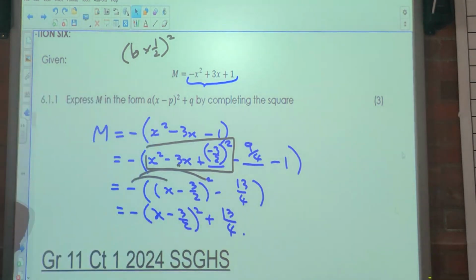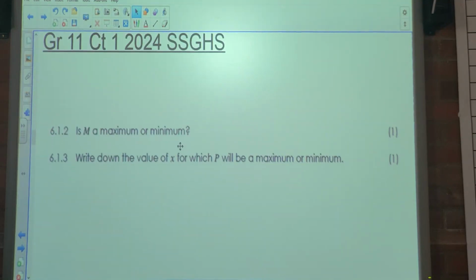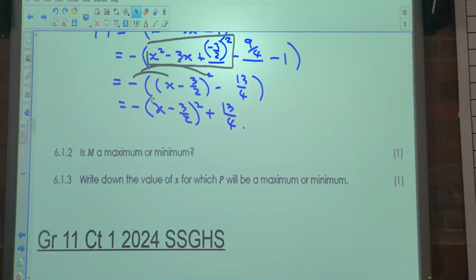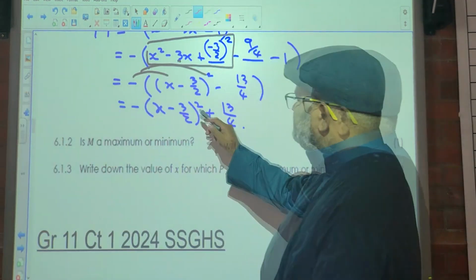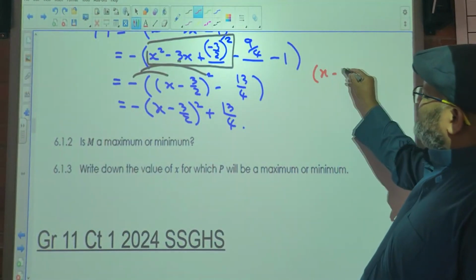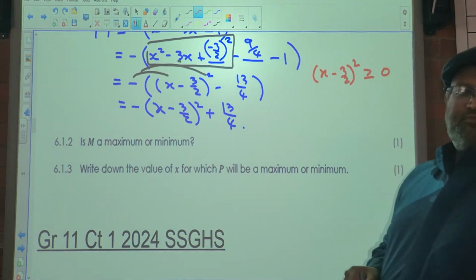Well, with the 3 marks there. Then it says, is m a maximum or minimum value? So we know that because of that being negative, if we're looking at x minus 3 over 2 squared, this will always be greater than or equal to 0, not so?